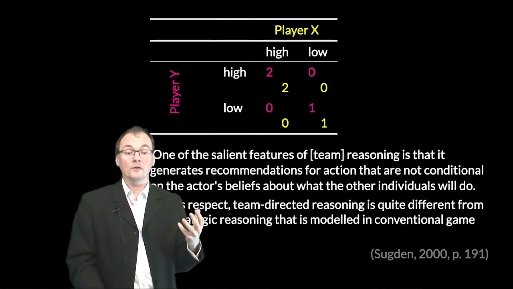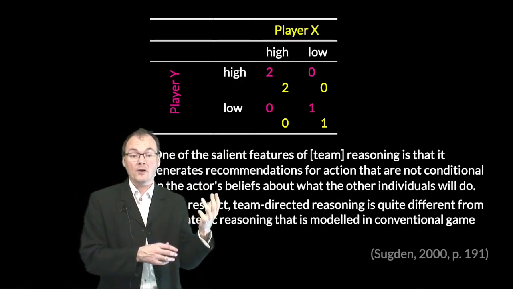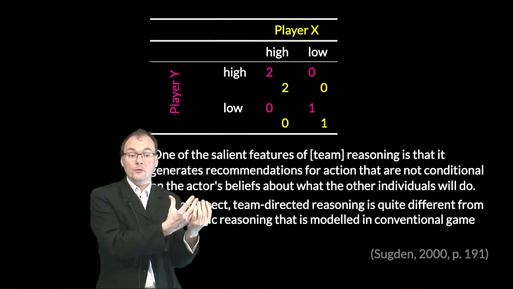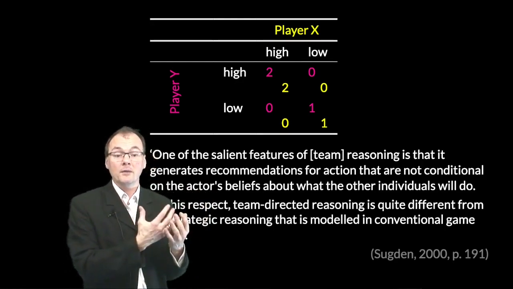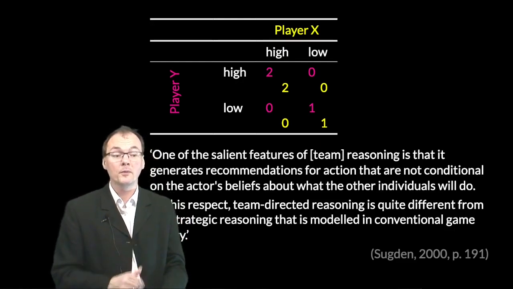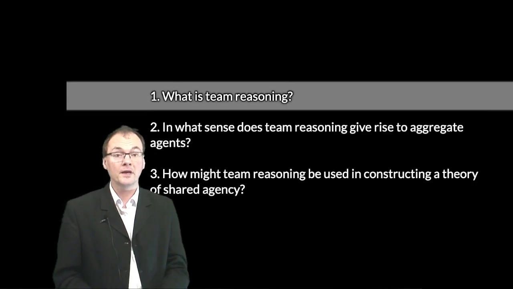So if we can answer, using team reasoning, that question from Bacharach, why is it that it seems obvious that you should play high? It's presumably because people think in this situation that must be the team's preference. That's presumably what Sugden thinks is helping us here.